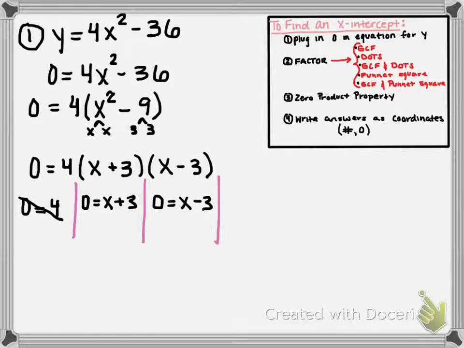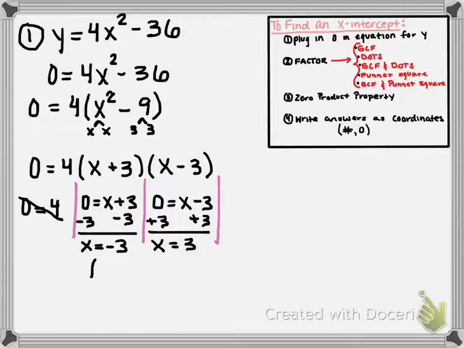Now I can actually do some math in these last 2 pieces. So I'm going to subtract 3 on this side. And that leaves me with x equals negative 3. And on this other one, I'm going to add 3 to both sides. So that leaves me with x equals positive 3, or 3 equals x, doesn't matter how you write it. But now that I have these 2 answers, they are going to turn into my x-intercepts.